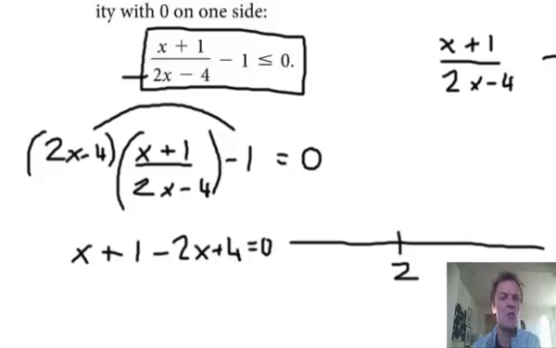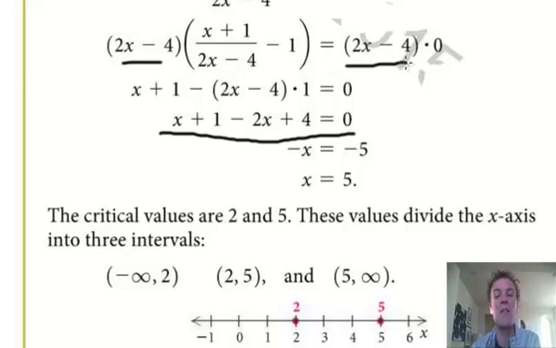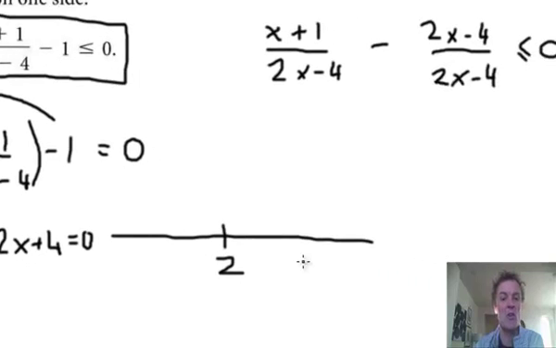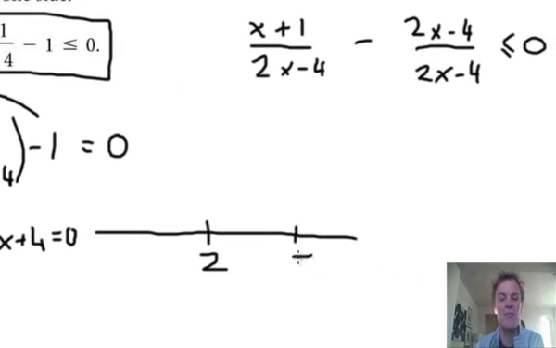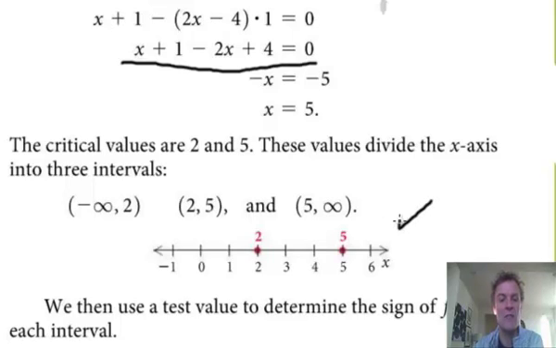Okay, so I'm going to turn to another slide here, because here it is. This is how they've done it. They multiplied everything by 2x minus 4. Of course, if we multiply the other side by 2x minus 4, it's still 0. So when we come down to it, we get x equals 5. So again, I would put that on my number line. And that's what they have right here.